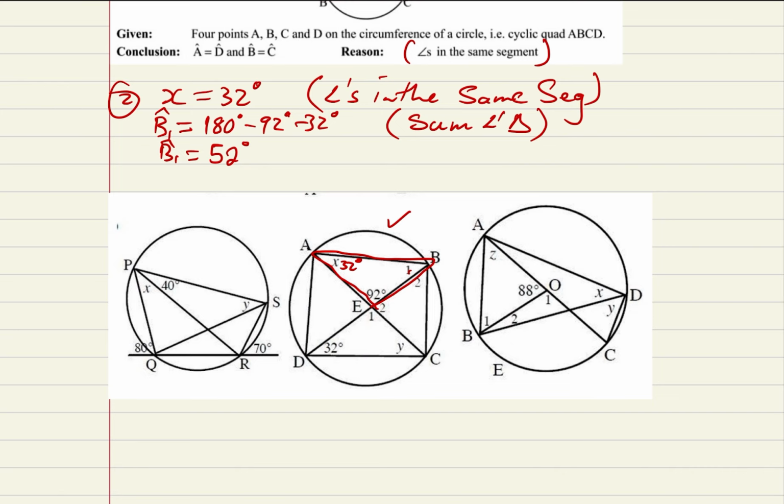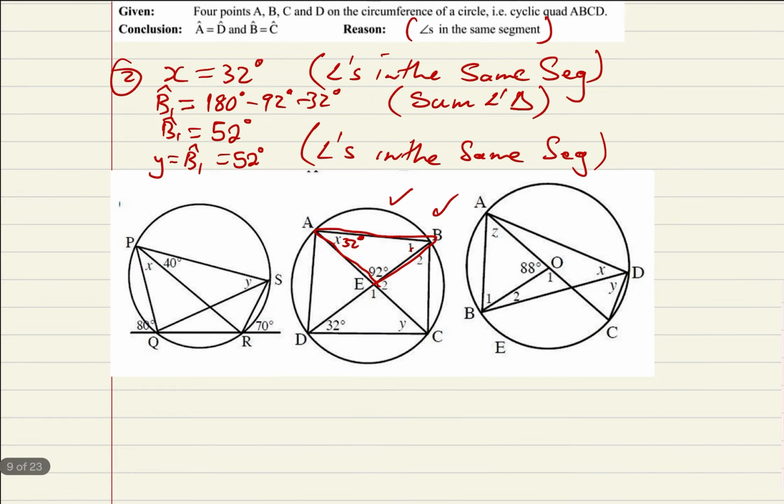Then for y, I will say angle B1. So y is equal to angle B1, which is equal to 52 degrees. Why? These are angles in the same segment. Okay, so I am done with this one. I found everything. Okay, now let's take another one.